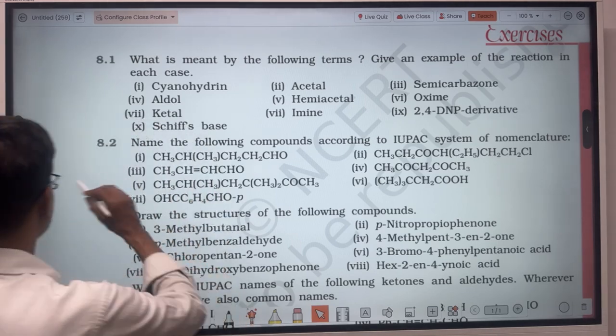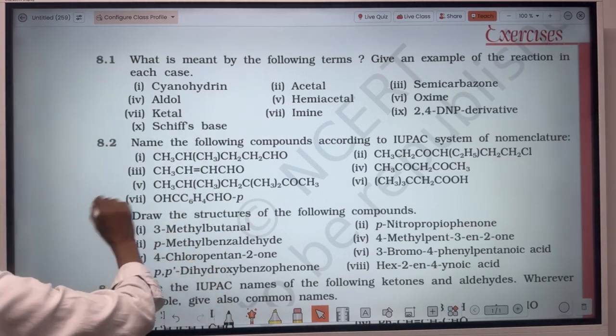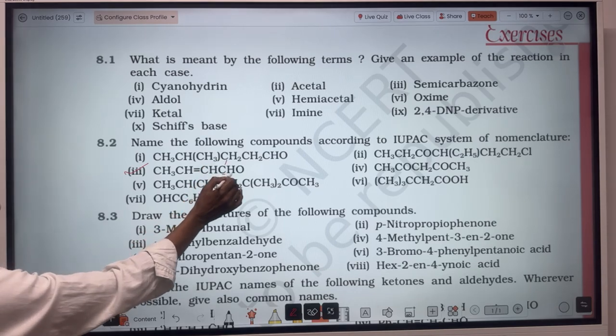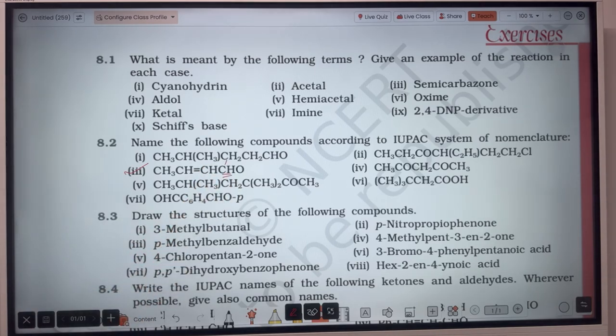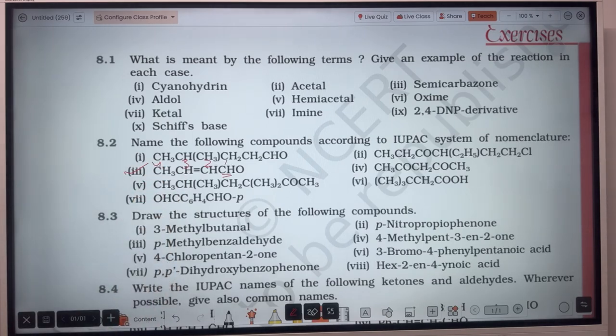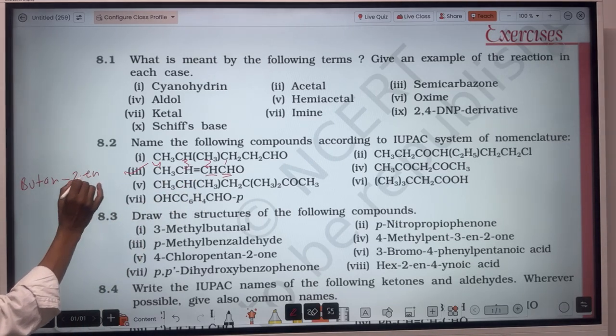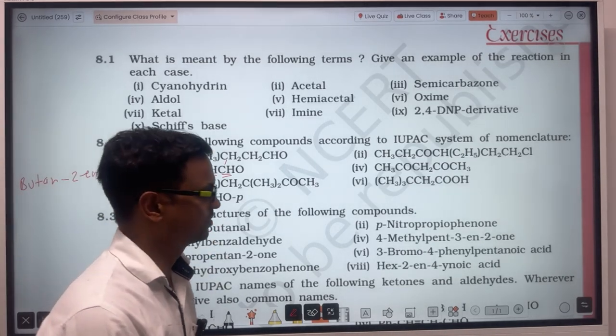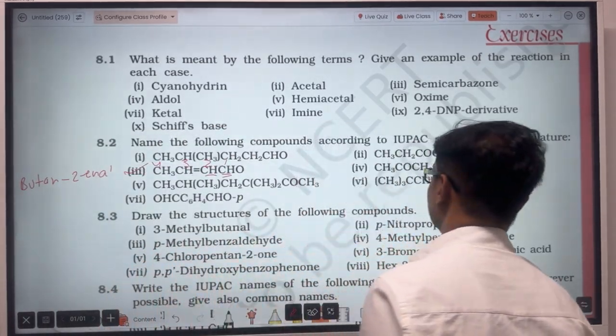This question is also easy, but maybe a few students feel difficulty about the 3rd question. Here, simply 1, because this carbon we will have to include in the main chain. It is 1st, 2nd, 3rd, 4th. So its name will be: at 2nd position there is a double bond, so that's why 2-en, and because CHO is at 1st position, directly al.